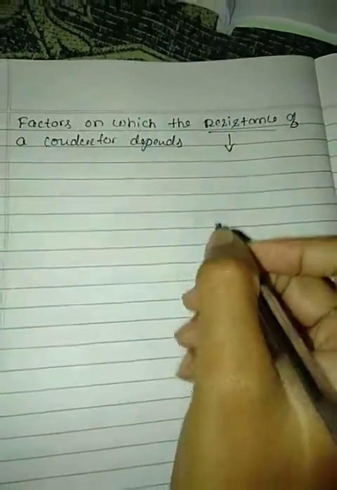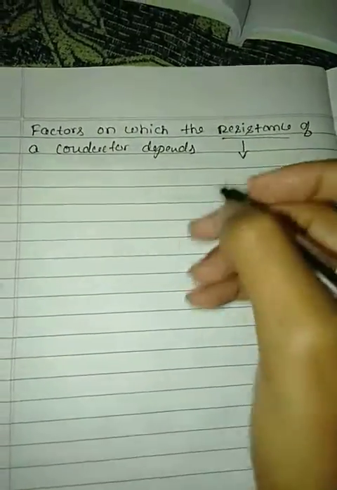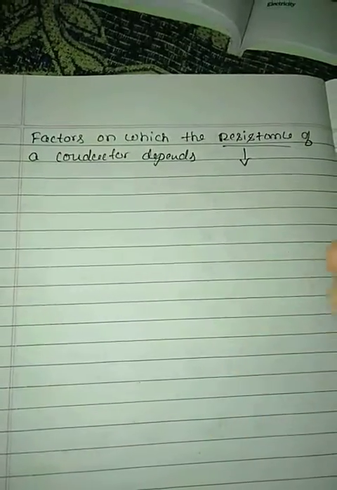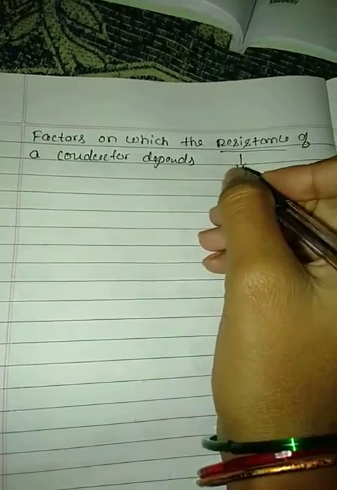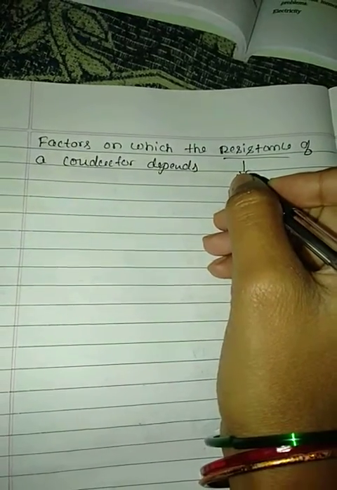Hello students. Next we move on to the concept: factors on which the resistance of a conductor depends. So we know, what is resistance? Resistance is a property of a conductor. It resists, and resist means oppose the flow of charges. So flow of charges means what? The current flowing through the circuit.